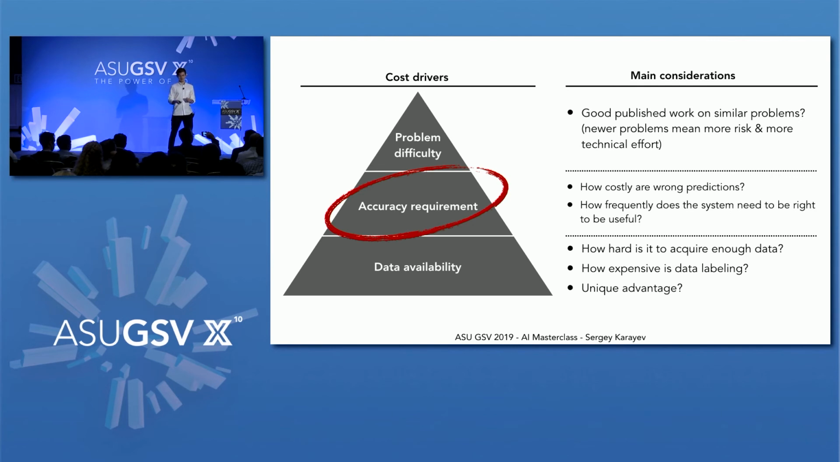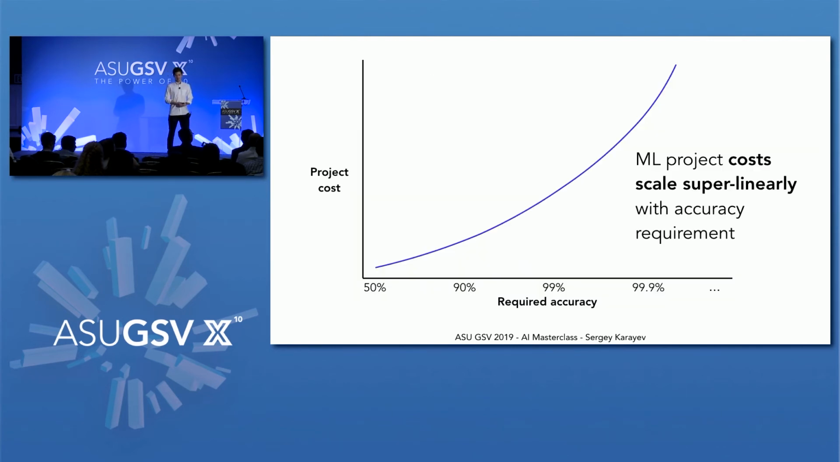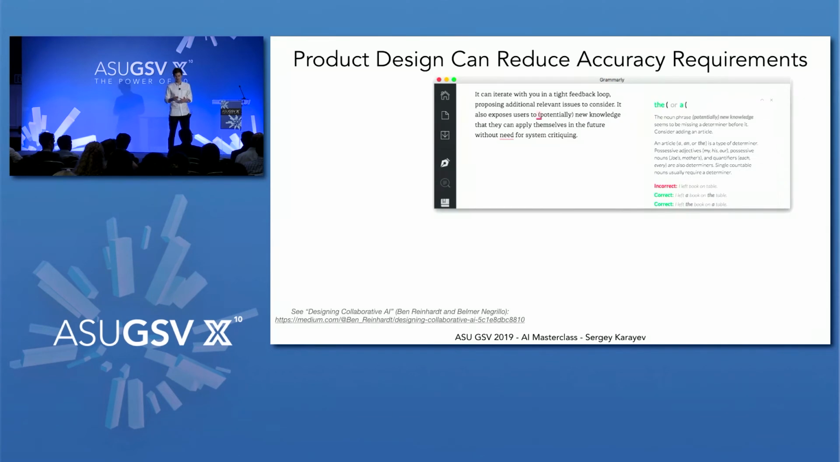So I want to talk just a second about accuracy requirement. So ML, machine learning project costs scale super linearly with the accuracy requirement. That means to get 90% accuracy, you might spend 6 months. To get to 99% accuracy, you might spend 6 years, or maybe it's impossible. And so that's just something to watch out for.